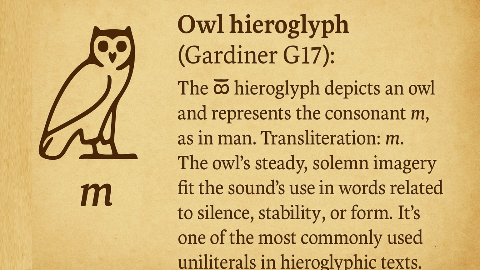12. Owl hieroglyph, Gardiner G17. The hieroglyph depicts an owl and represents the consonant M, as in man. Transliteration, M. The owl's steady, solemn imagery fit the sound's use in words related to silence, stability, or form. It's one of the most commonly used uniliterals in hieroglyphic texts.